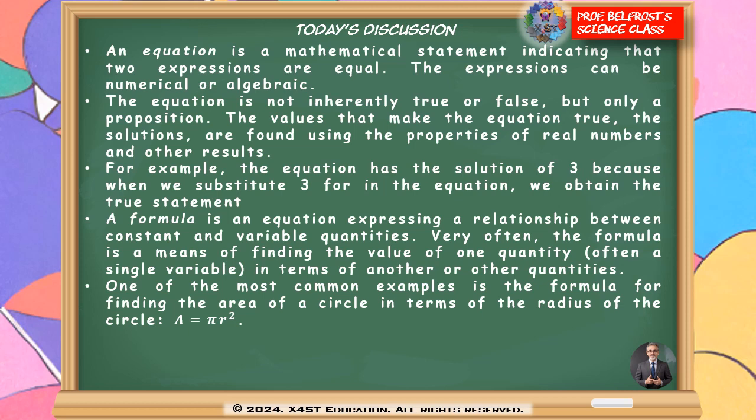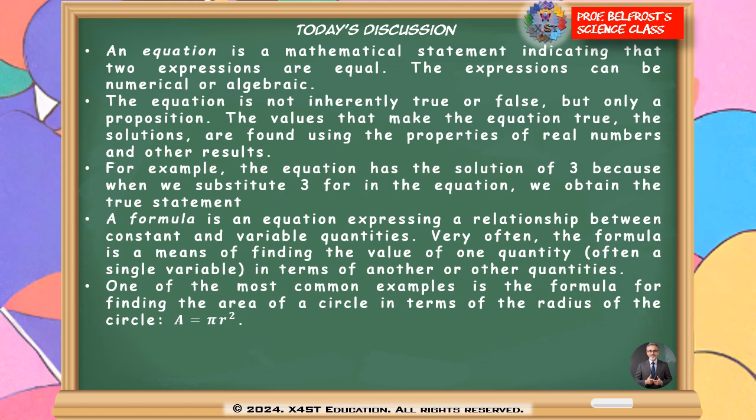The values that make an equation true are called the solutions to that equation. For example, an equation has a solution of 3 when we substitute 3 into the equation and obtain a true statement. Say, for example, x minus 2 equals 1. When we substitute 3, this makes the expression true. So 3 is the solution to this equation.